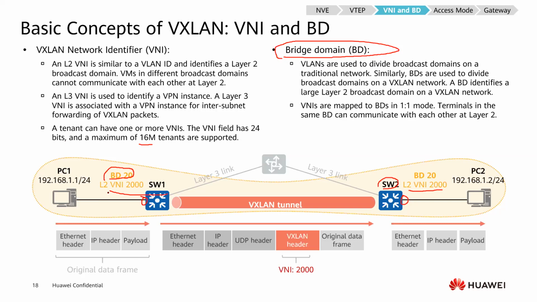We just need to look at the VN numbers. It means on switch 1 and switch 2, the BD number can be defined differently. For example, for switch 1, the BD number can be 100, but for switch 2, we can define this bridge domain as 200. It doesn't matter. Only if we associate the same VN numbers with the bridge domain locally, they can communicate with each other. They belong to the same broadcast domain in the logical network.